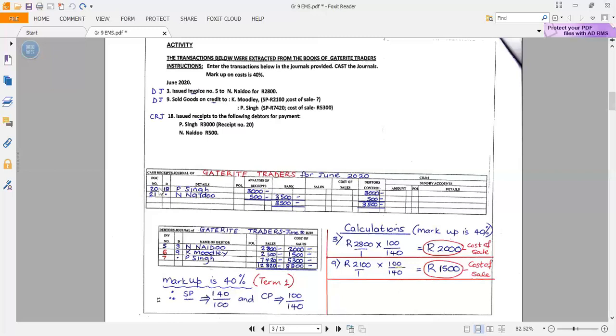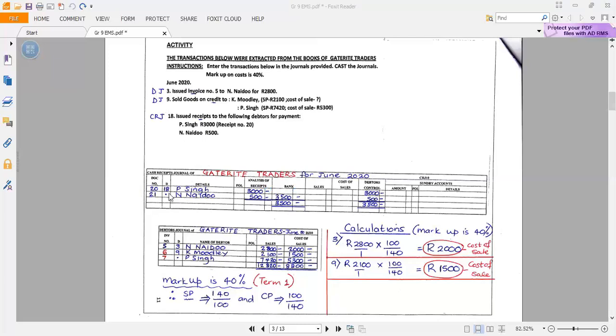I go to document number, that's 20. The date is the 18th. I record P. Singh's name under details. I go straight to my debtors control column. We have created a debtors control column separately to indicate all the payments received from the debtors. That's 3,000 in the debtors control. And remember, analysis of receipt, 3,000 Rand. Can we bank it as yet? No. Why? There is another transaction on the same day, on the 18th.